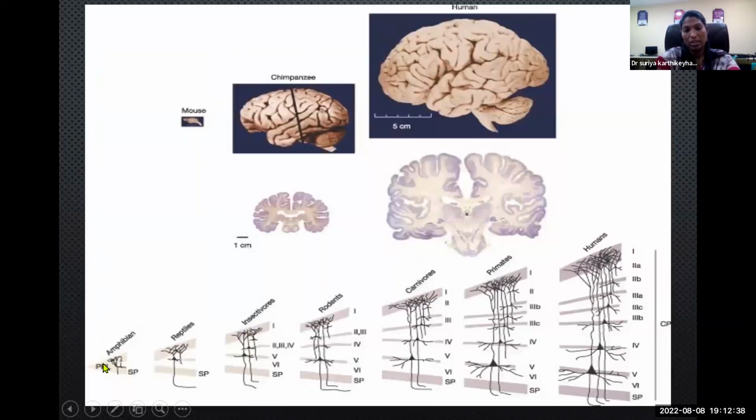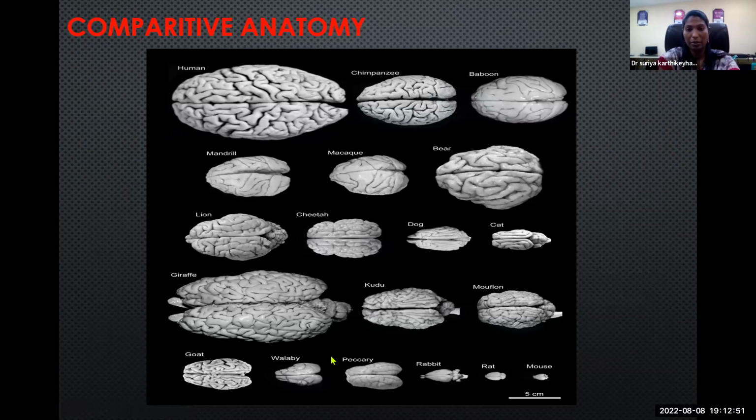And this is the evolution. The amphibian will have only 1 or 2 layers, but in human brains, we have the 6 layers. The primates and the humans have 6 layers of brain. Comparative anatomy: see how big our human brain is. The chimpanzee's brain will be like this, and then can you see the mouse brain?